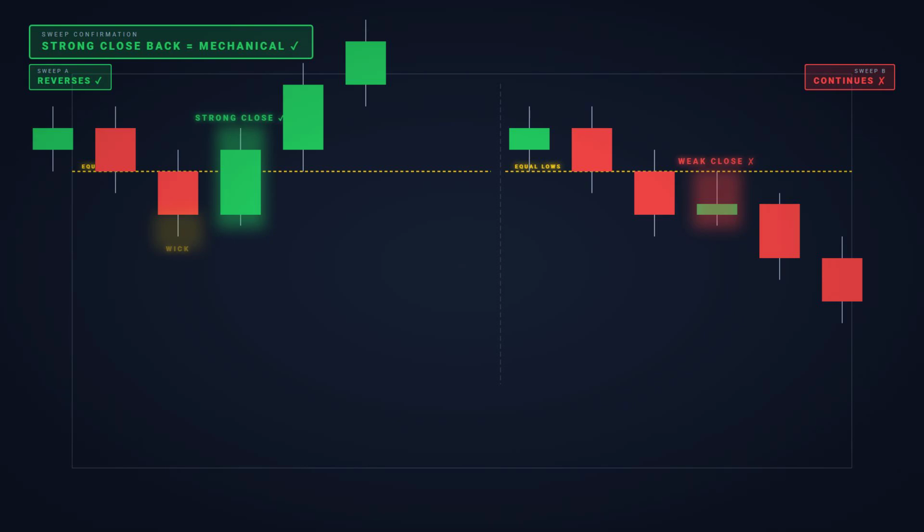The reversal sweep has a strong close back above the level within a candle or two. The continuation sweep has a weak close that doesn't reclaim the level. That close is the filter. Without it, a sweep is just a touch.